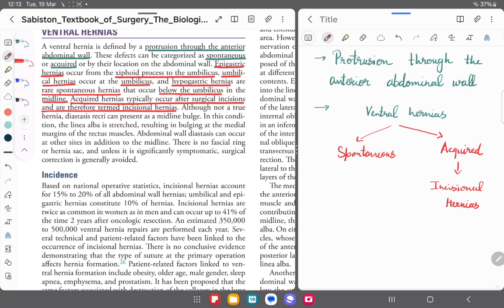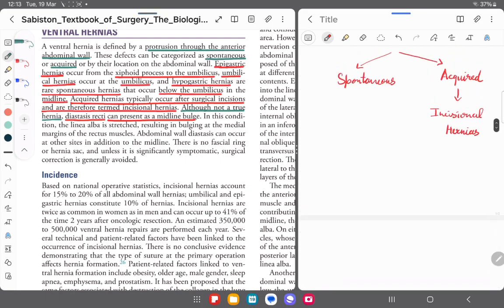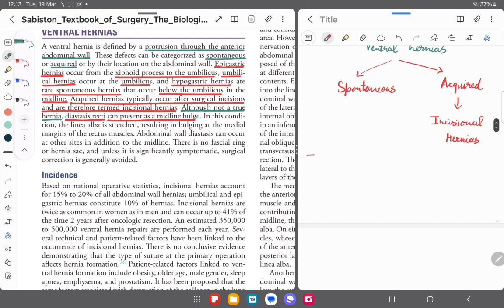Although not a true hernia, diastasis recti can present as a midline bulge. So there is a thing called diastasis recti. It can also present as a midline bulge, and it is not a true hernia. So let us write that down. Diastasis recti, not a true hernia.